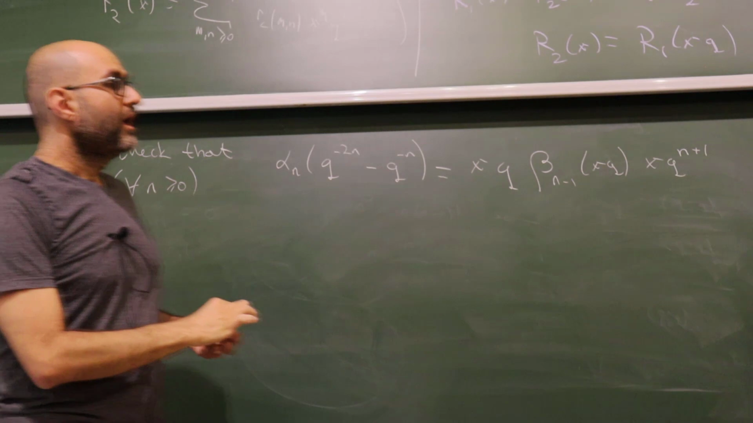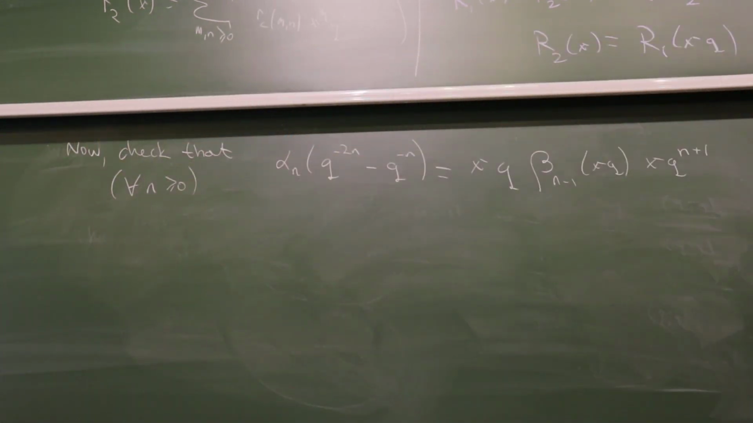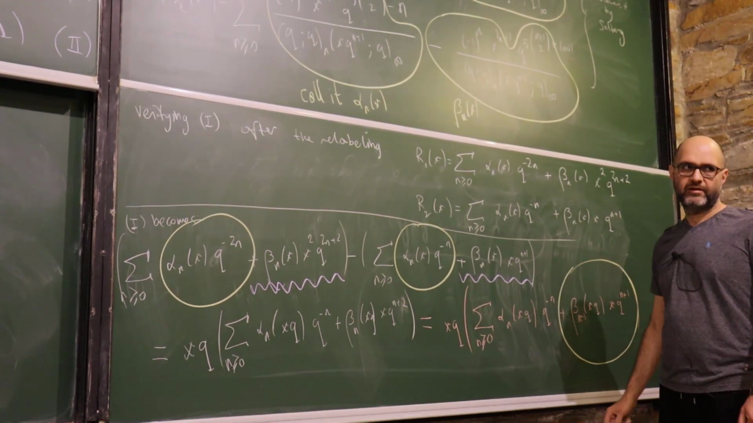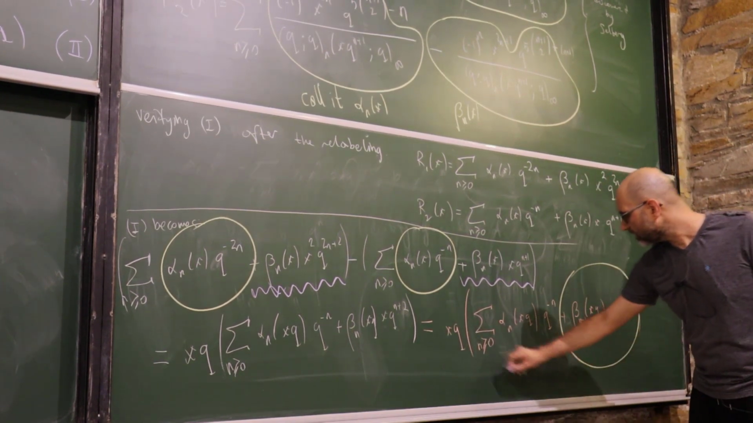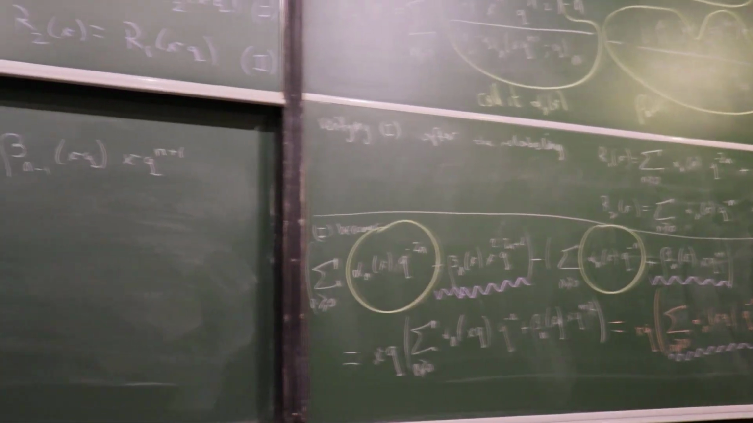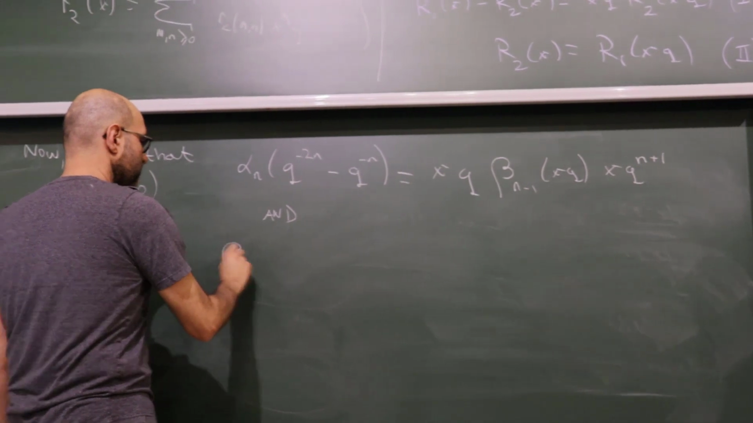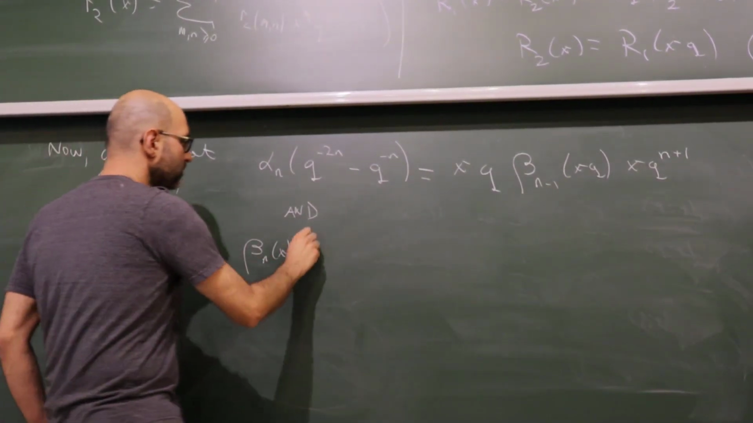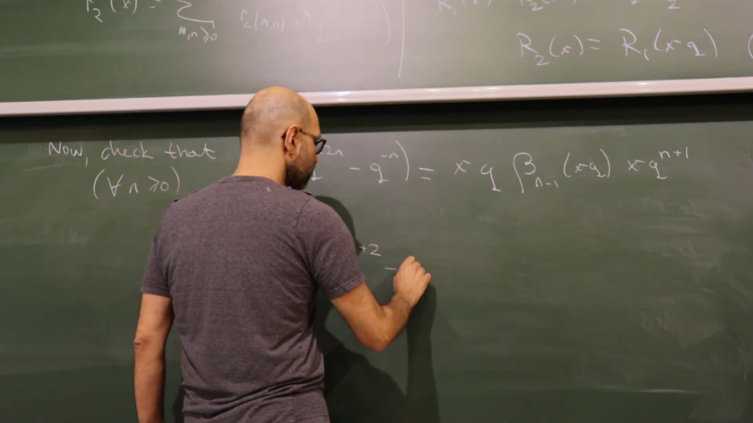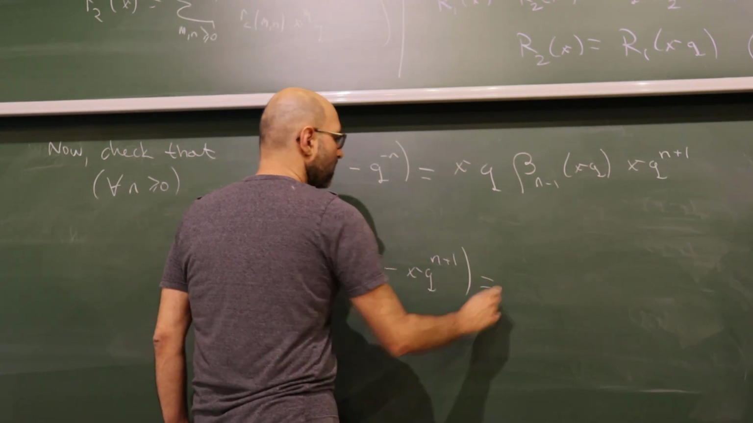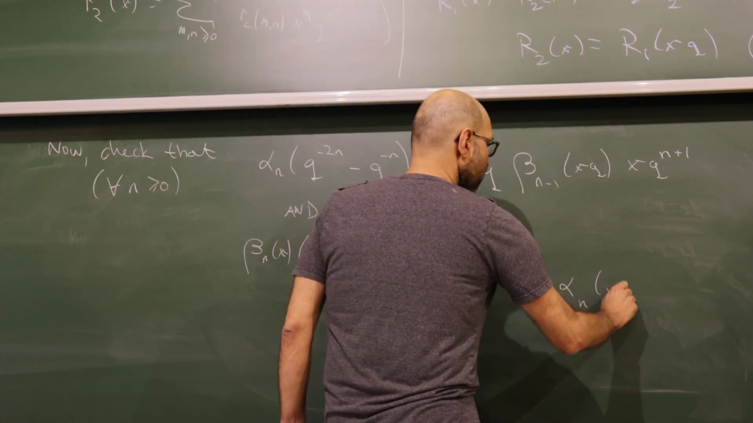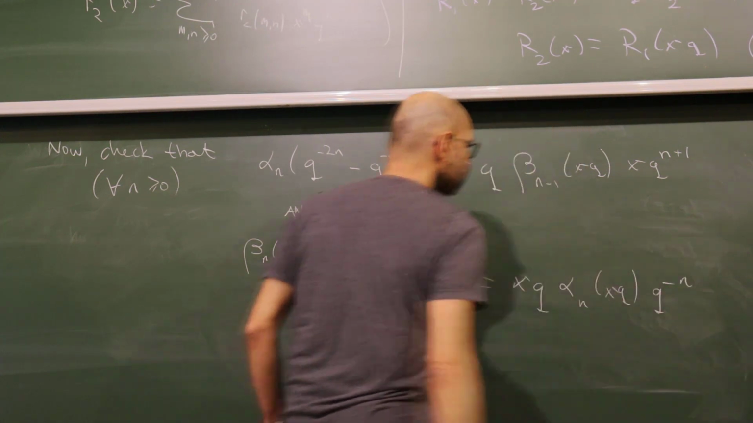Yes, yes. And take these betas together on the left and couple them with the alpha on the right. Same betas, factor them out. x squared q to the 2n plus 1, 2n plus 2, minus x times q to the n plus 1 equals x times q times alpha sub n of x q to the minus n.